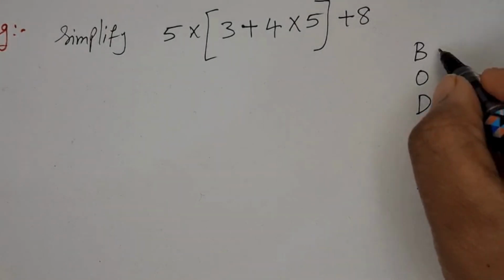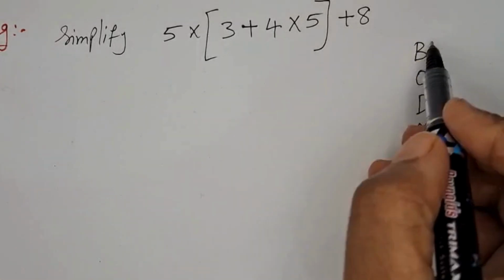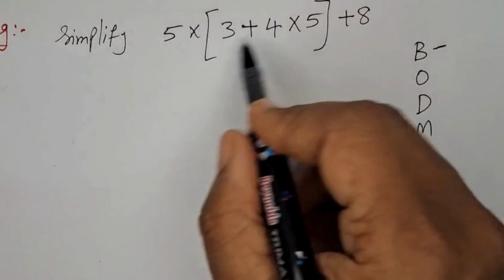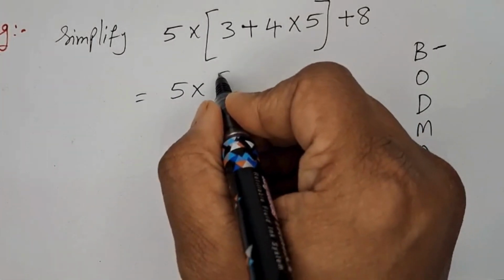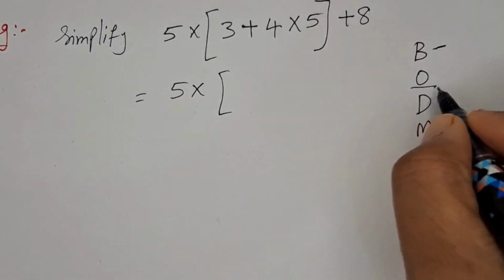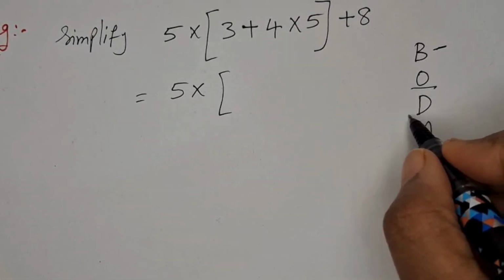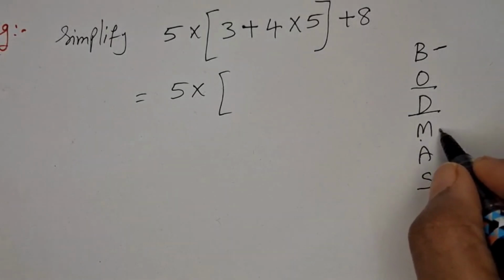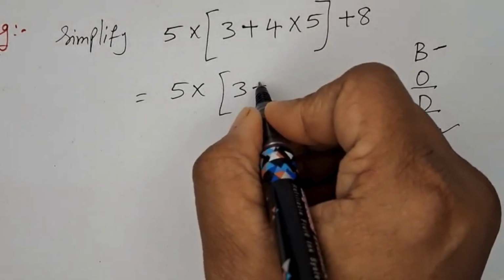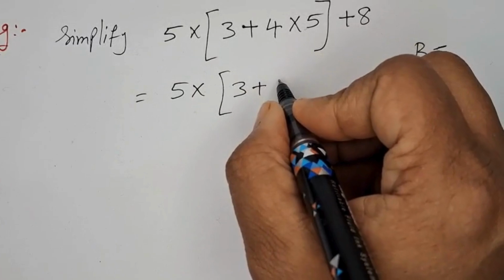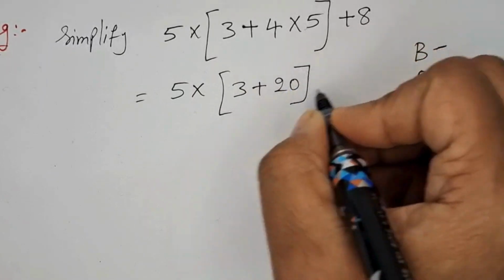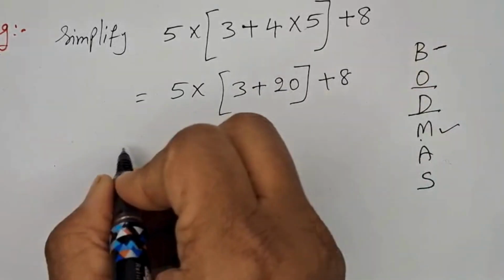BODMAS. The first is bracket. So first we solve what is in the bracket. So 5 into, the next one, no orders are there, and division, also no divisions, and then multiplication. In this we have one multiplication. So 4 into 5 is 20, and plus 8.